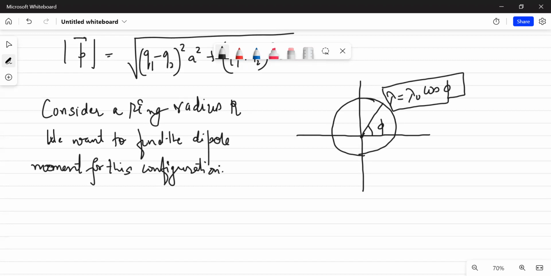Is that clear? One needs to see that the monopole moment would be 0, because the net charge is 0. If you integrate lambda naught cos phi over the entire ring from 0 to 2 pi, the total charge comes out as 0.